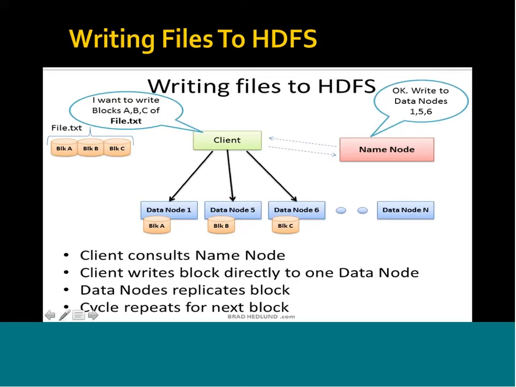If you see here, file.txt has been split into 3 blocks: block A, block B, block C, right? After it has split it into blocks, your name node will tell the client that now you can go and store these blocks on these data nodes: data node 1, data node 5, data node 6, right? Once the name node tells the addresses to the client, the client goes and writes to the notified data nodes which were told to him by the name node. Is that clear?